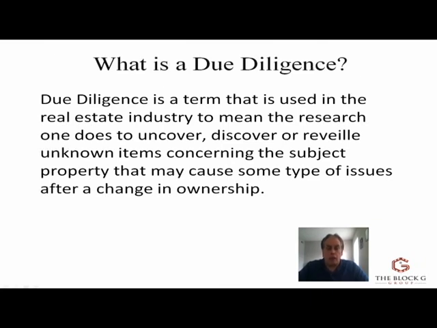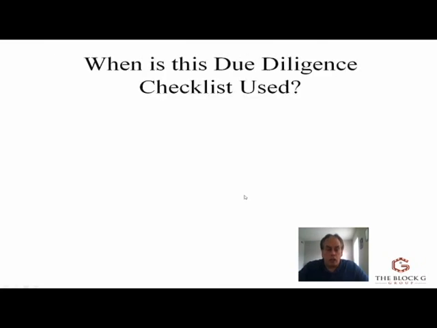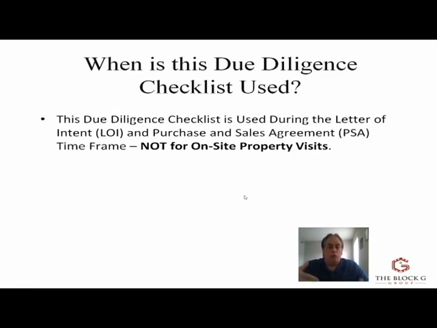Now, the next step is the due diligence checklist. When is it used? Like I said earlier, it's used when you're doing the letter of intent and the purchase and sales agreement. Again, this is not done for the on-site visit. This is done when you're putting in an offer for a building. In a previous video I talked about the letter of intent, so please watch that if you don't know what that means. So basically you're asking ahead of time.